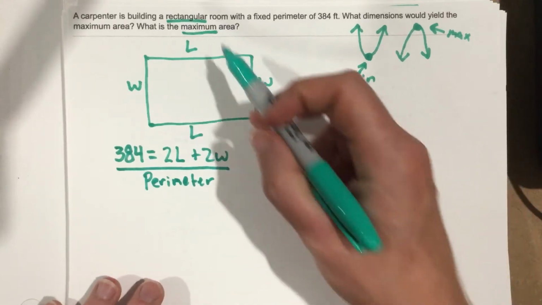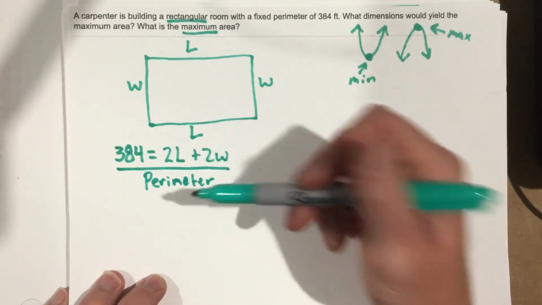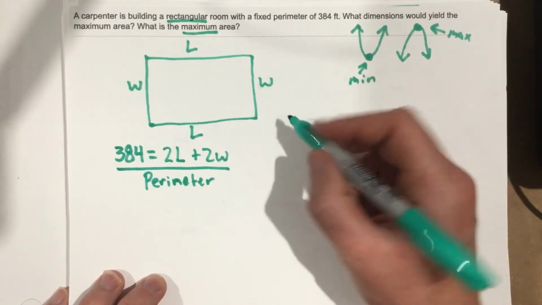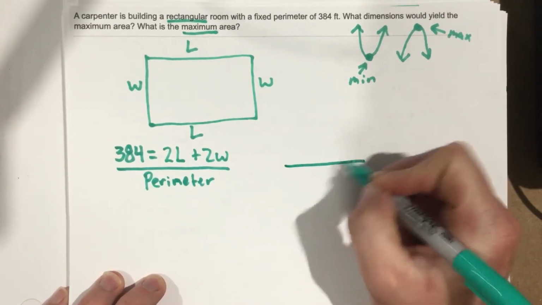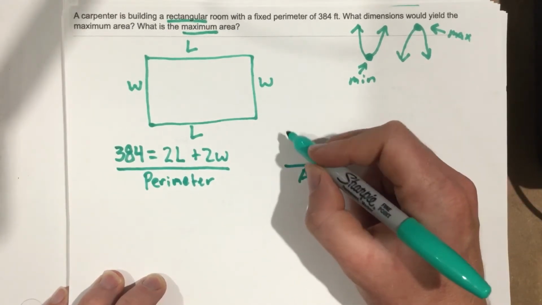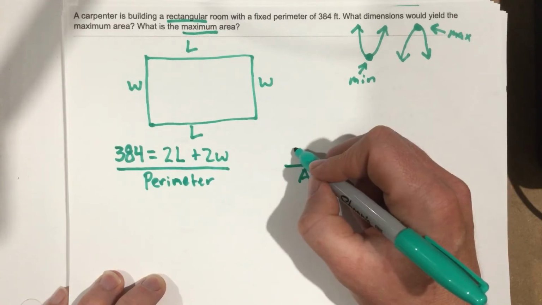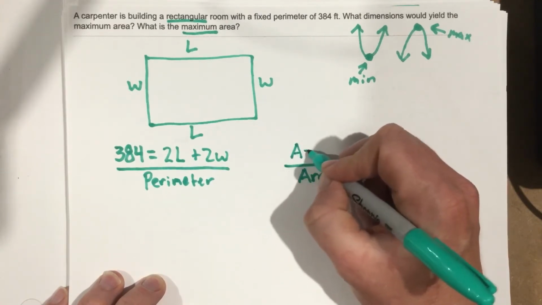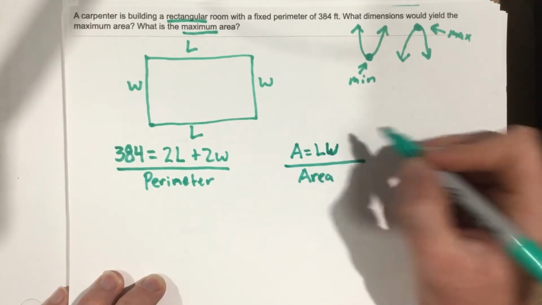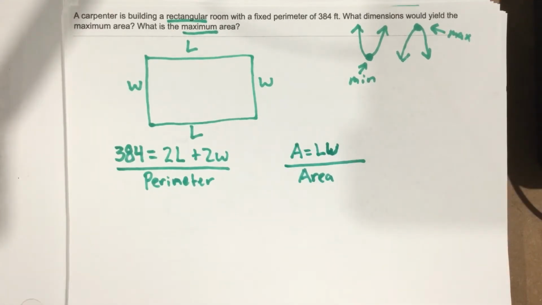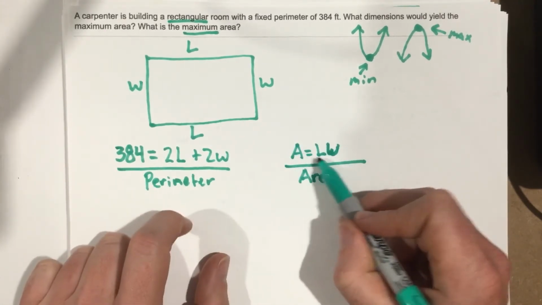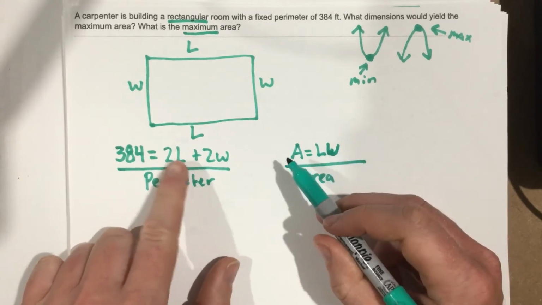Now, we're looking to maximize area. Perimeter is not an area. What is the area of this rectangle? Well, we can write that here. We'll label this the area. And we know the area is going to equal length times width, L times W. Now you'll notice in both of these equations we have different variables. Technically this one we have 3, A, L, and W. This one we just have 2.